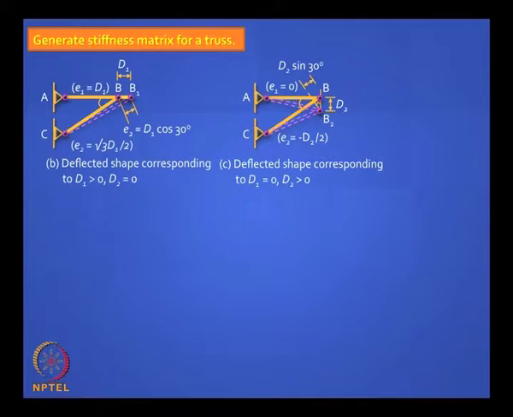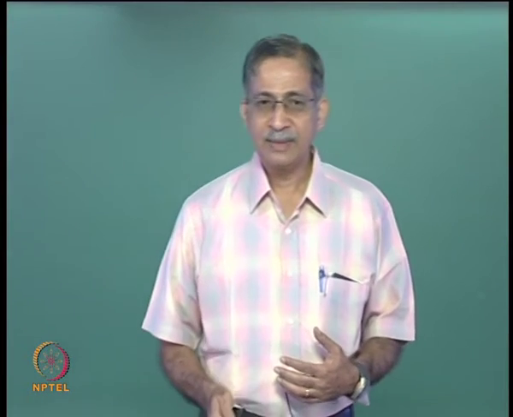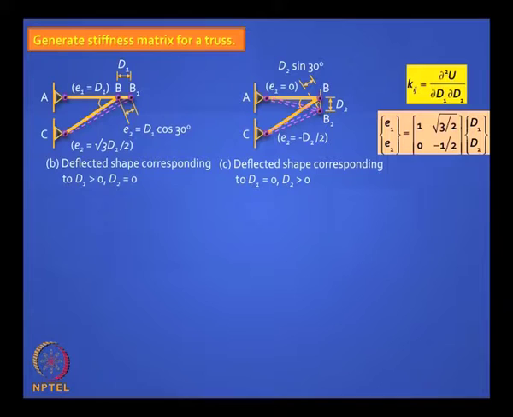This is what you do. The first diagram is what you do when you allow only D1 to occur and D2 is restrained. The second shape is when you allow D2 to occur with D1 restrained. You can work out the relationships between bar elongations and the deflections, and you can write them in a form E1 and E2 are related to D1 and D2 in that form. So if someone gives you D1 and D2, you get E1 and E2.